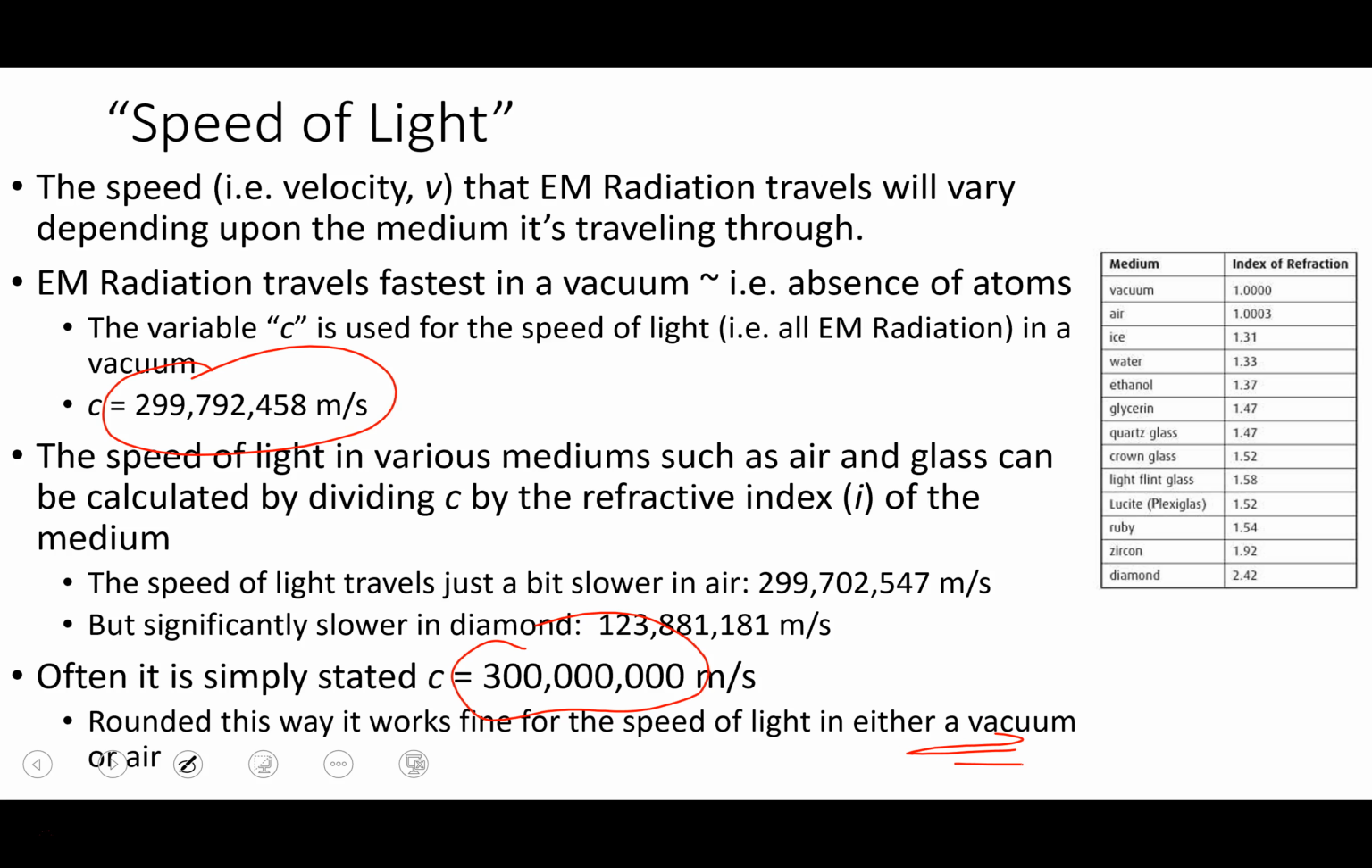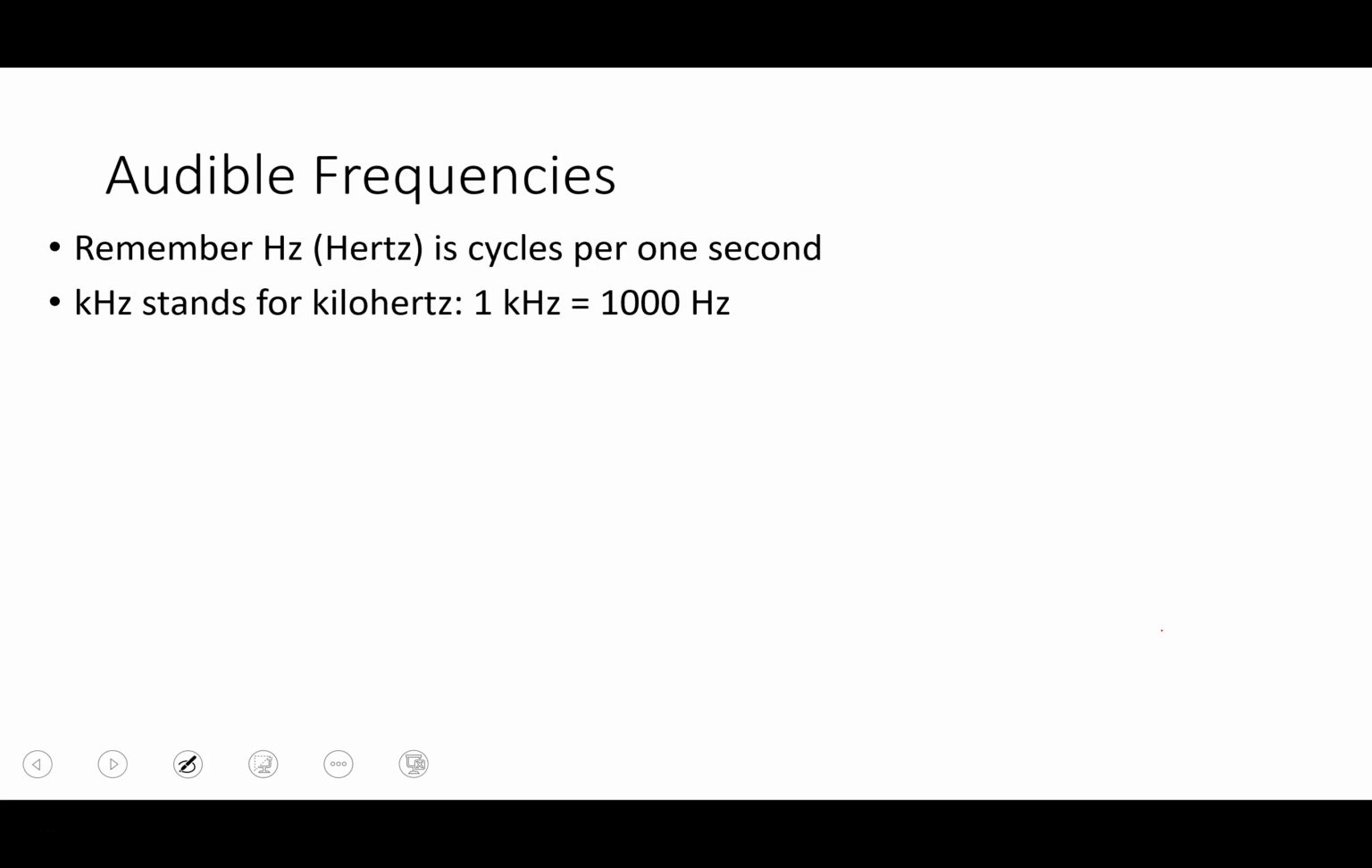Now, if it travels through anything else, here are some different types of medium that light travels through, it travels slower. And the index of refraction tells you how much slower. So the higher the index of refraction, the more slowly it travels. And that's what gives light that dance in our diamonds, because it travels so slowly. It's refracted a lot.